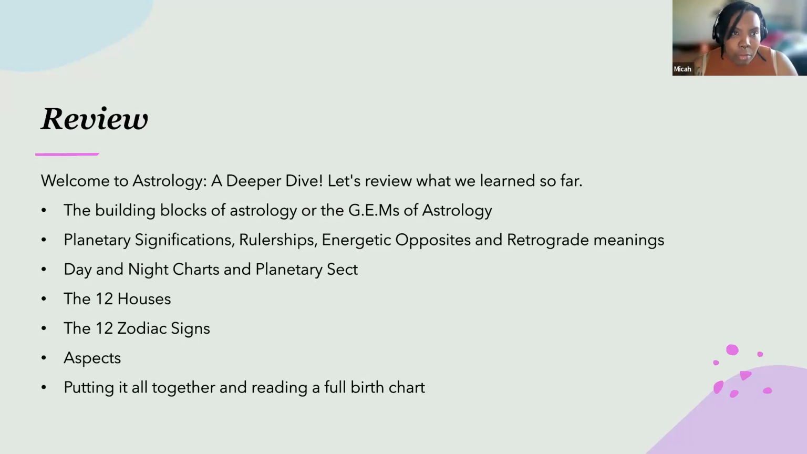We talked about the 12 signs. Where do those come from? What interpretations can we get from that because of their planetary rulers?